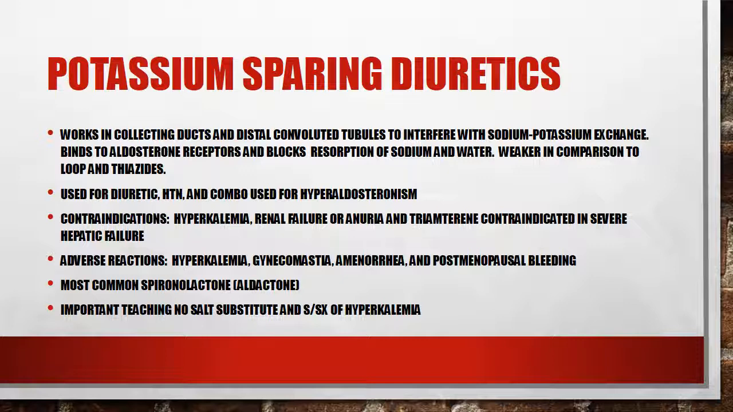Big teaching point is no salt substitute, because that has potassium in it. Unlike the loop diuretic, instead of causing hypokalemia, it can cause hyperkalemia, so no additional potassium. It's contraindicated in patients who have renal failure or hepatic failure. Obviously, if they already have a high potassium level, that would be a problem. It's weaker than your loop diuretics and your thiazides.